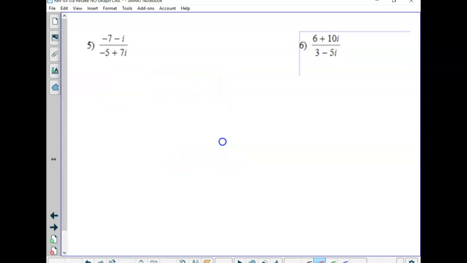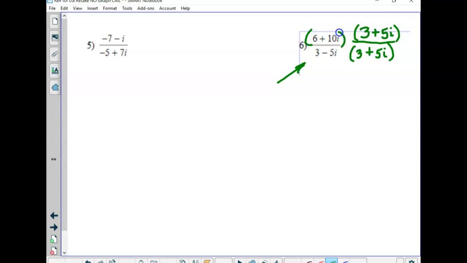Okay, 5, 6, which one? Anybody? Let me do 6. What is the conjugate of the denominator? Yes, you have to change the middle sign down here. So it is 3 plus 5i. And you do that to the top and the bottom.